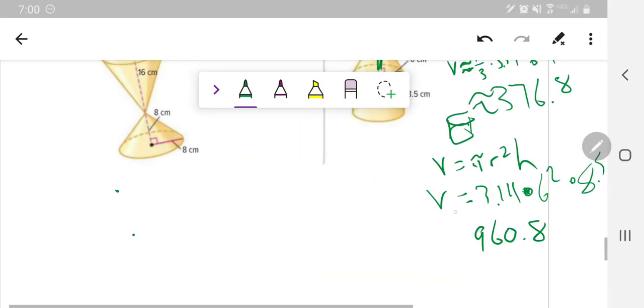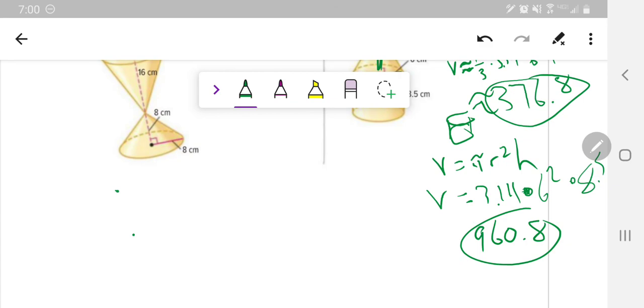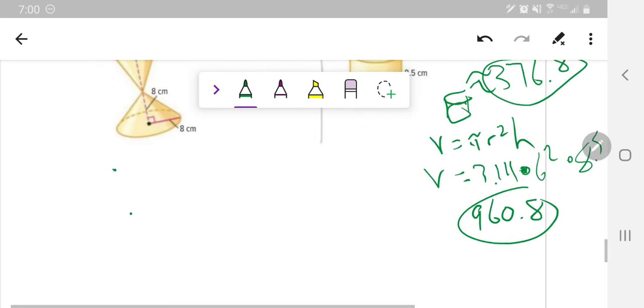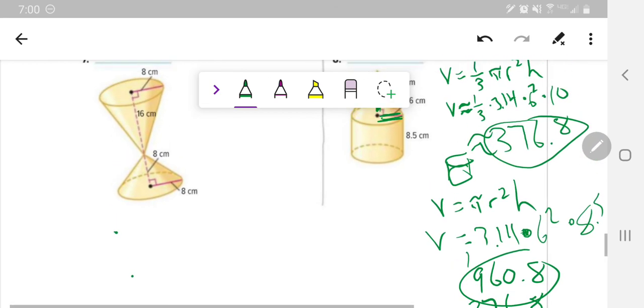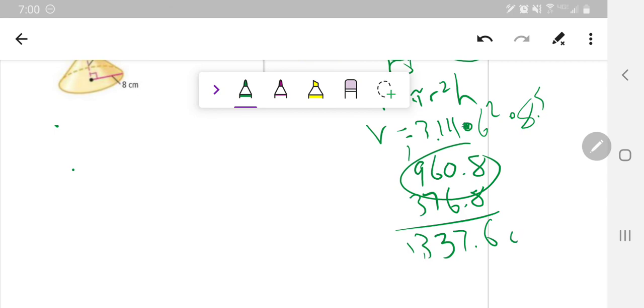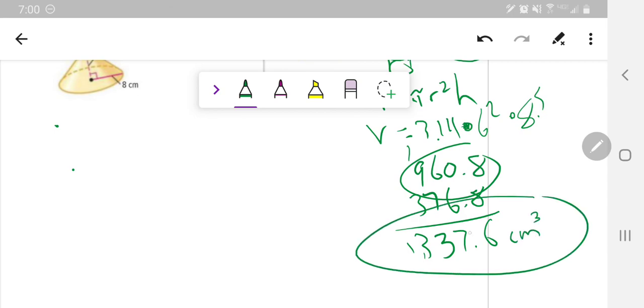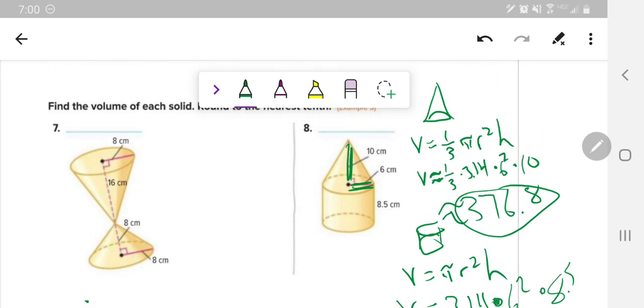Yes. All right, and since we got both of those volumes, we're going to add those up. So we have to add 376.8, and that gives us 1,337.6, and that's going to be cubic centimeters again, so centimeters cubed. There we have it. All right, so that's how you find the volume of composite figures. Find the volume individually and then add it up.